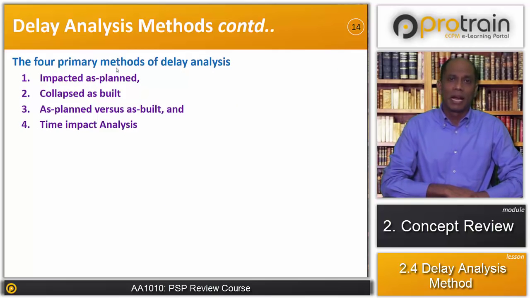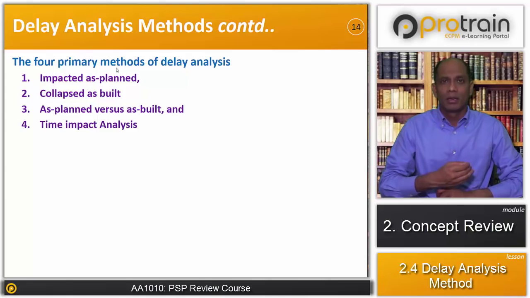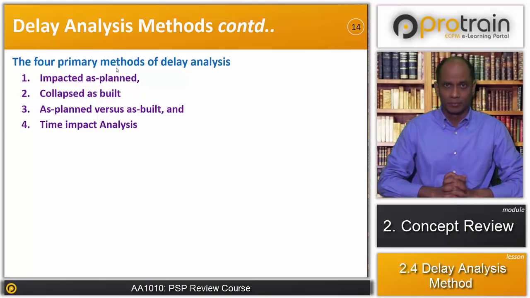There are 4 primary methods for delay analysis. However, we must also understand that there can be more methods which are derivatives of the 4 methods on the screen, or the hybrid of these methods. These methods are impacted as planned, collapsed as built, as planned versus as built, and time impact analysis. We will understand these methods in full detail now.